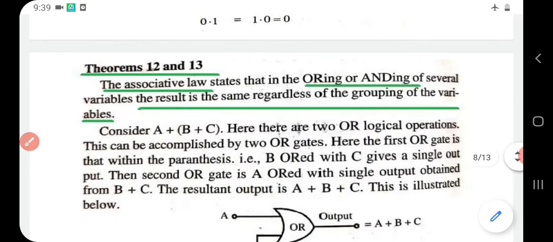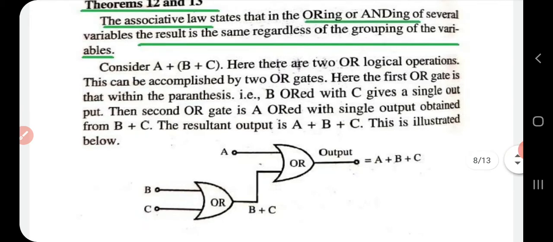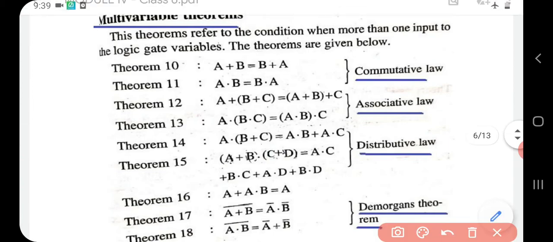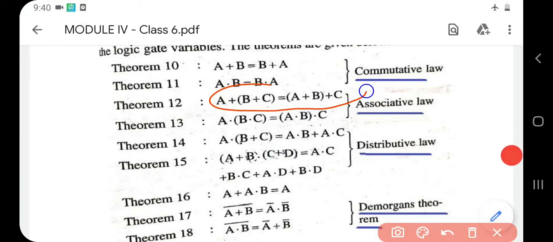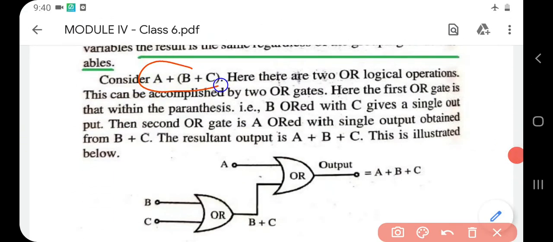Okay. Next, theorems 12 and 13, that is associative law of addition and multiplication we are going to prove. Here there is a grouping that comes. A plus (B plus C), then (A plus B) plus C. So B plus C is grouped first, that we are going to prove. Then the second one. Okay, so first what we do is that we are using two OR gates. Why are you using two OR gates? There are two additions, so you need two OR gates.